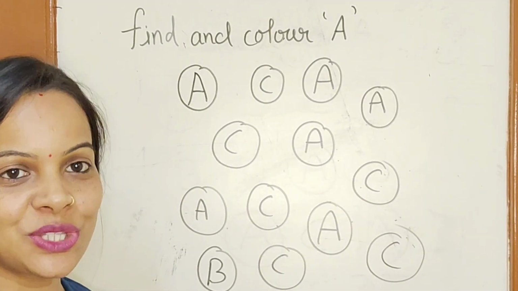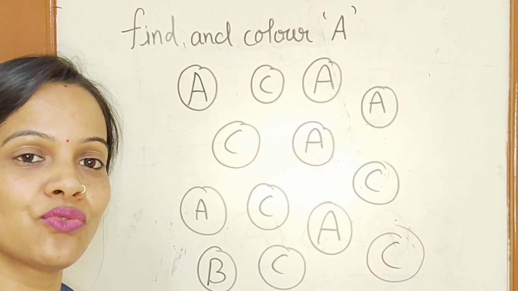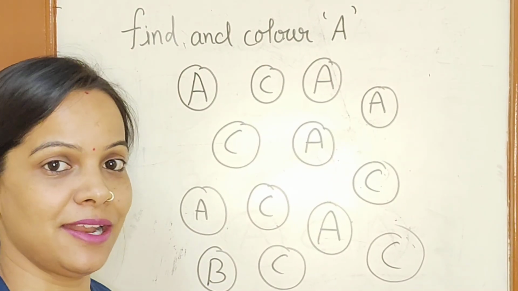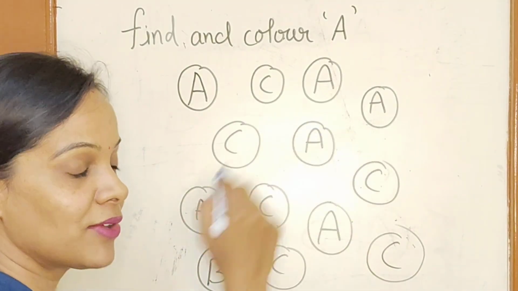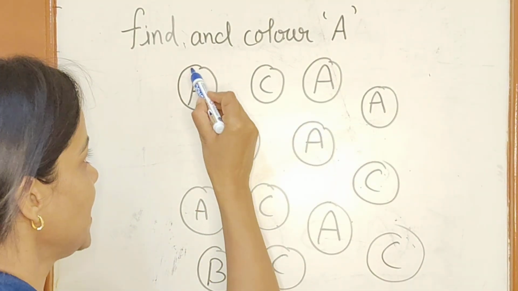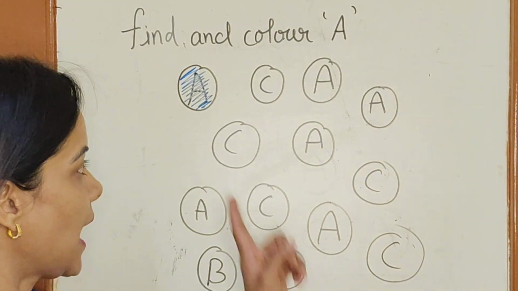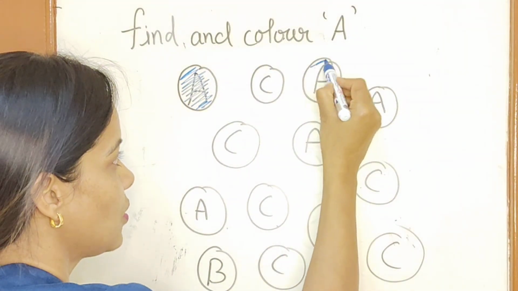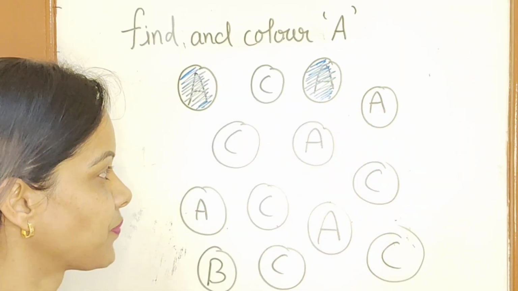So children, the next question is find and color A. So we have to find A and then color it. So let's start with me. Here we will check where is A. Yes, this is A. Color it. Another one. This is also A. So we will color A.